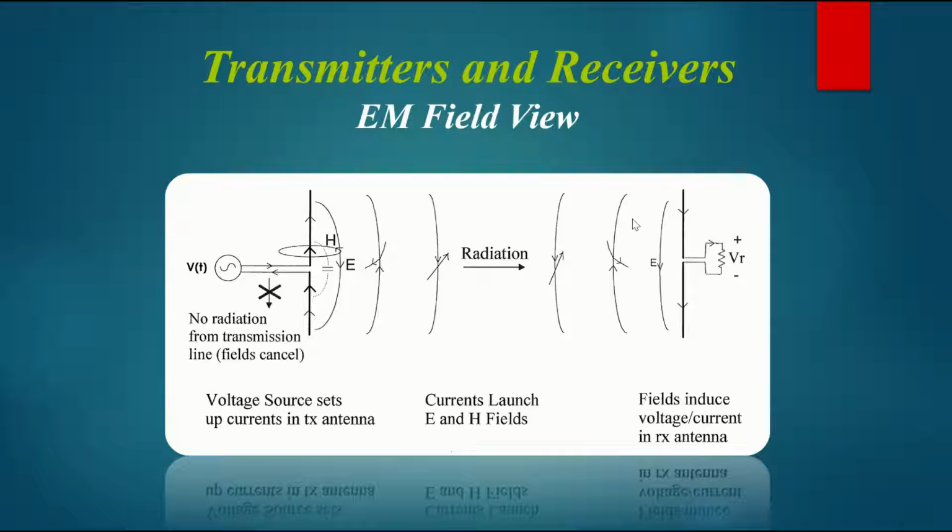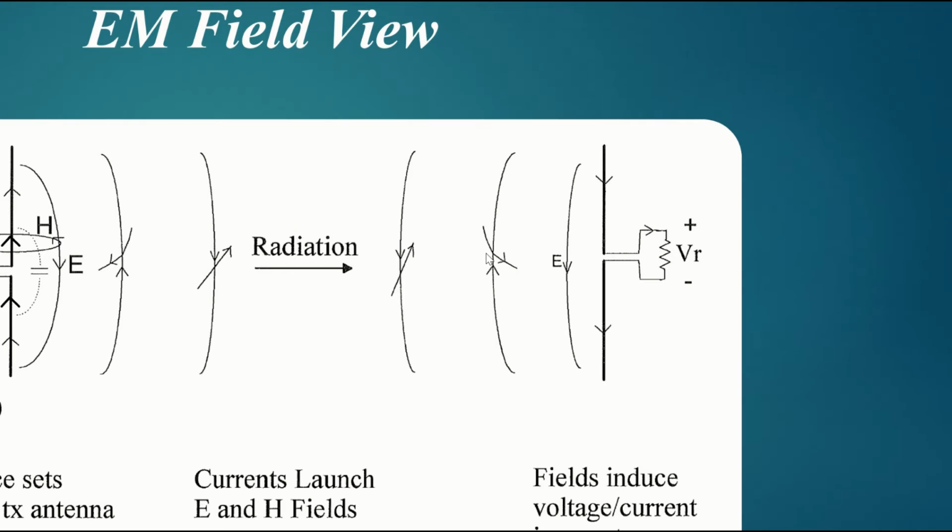Now, over on the right-hand side, we can see a receiver, and those fields come near the antenna, and there are various ways to view this. You can view it in terms of magnetic fields or electric fields. Here, it's a wire antenna, and so I'm going to assume it's an electric field that is causing things to happen. It's really both.